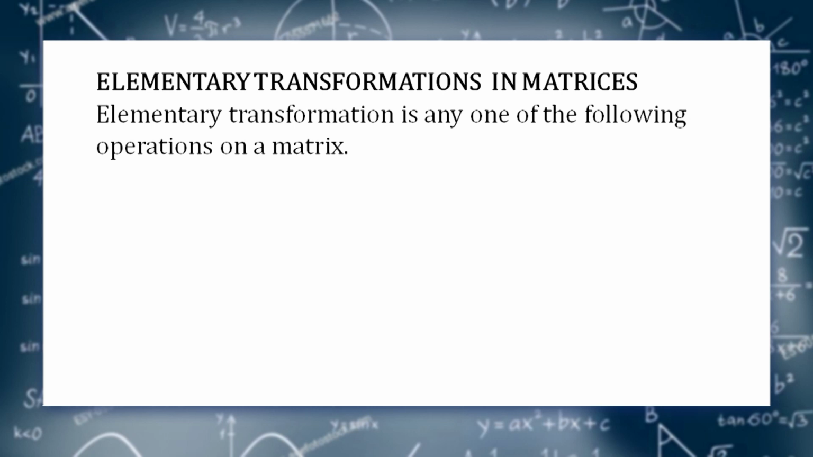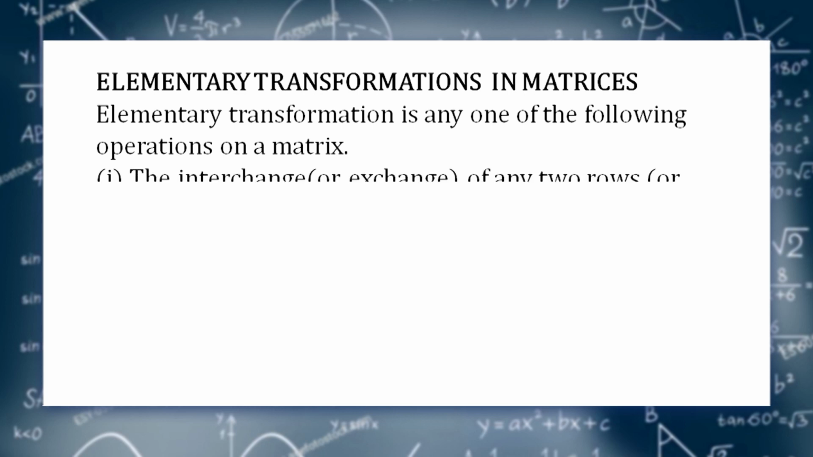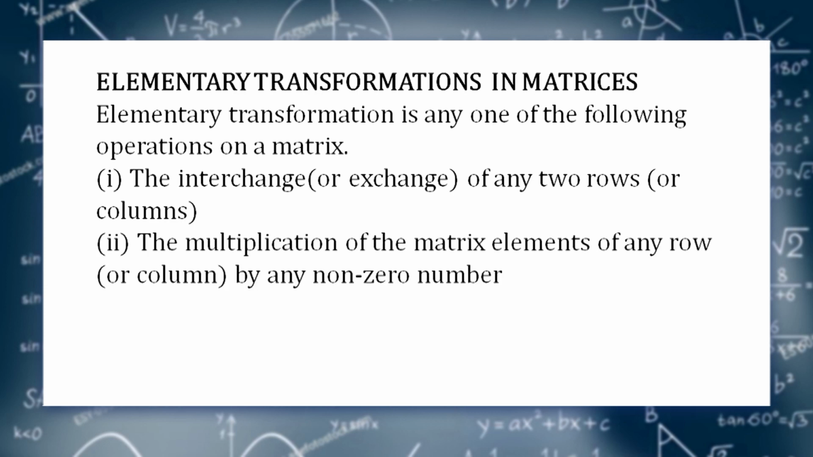Basically, any one of the following operations, when we apply it on a matrix, is said to be elementary transformation or elementary operations. The first important operation is the interchange or exchange of any two rows or columns. The second one is the multiplication of the matrix elements of any row or any column by any non-zero number.